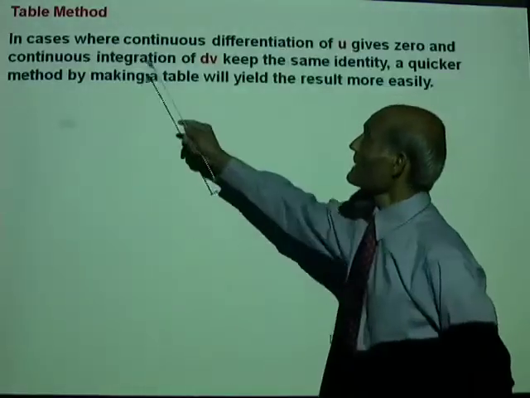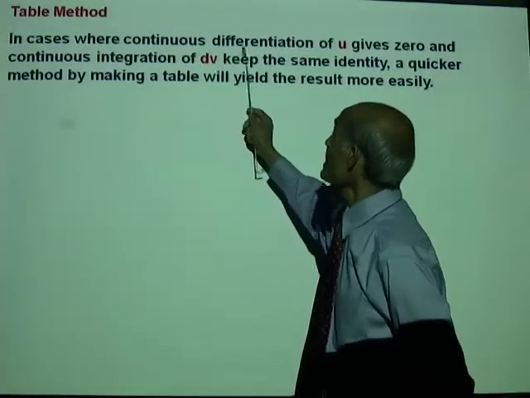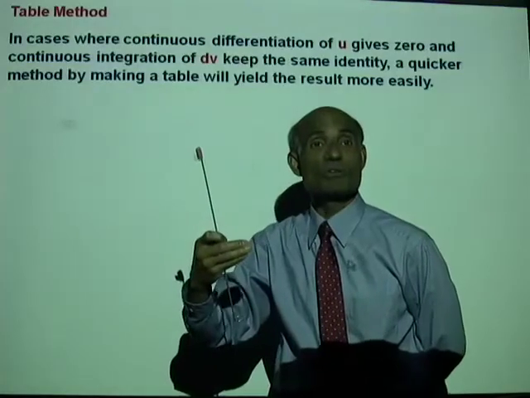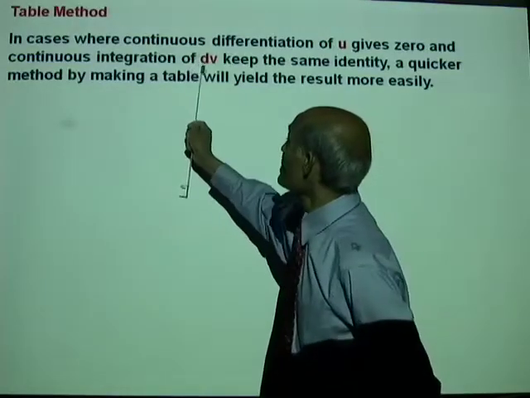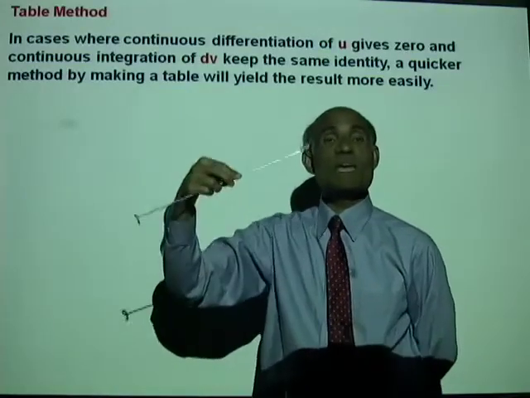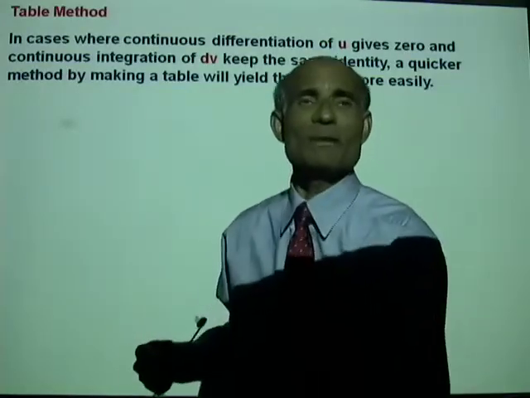Of this form. Remember, you cannot do that for any form. In cases where continuous differentiation of u gives you 0 and the dv, when you integrate, will keep the same identity. What does that mean?